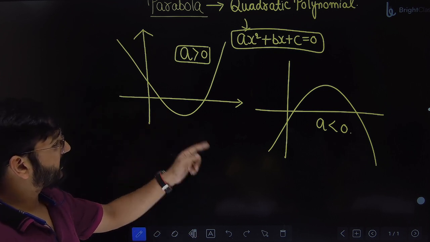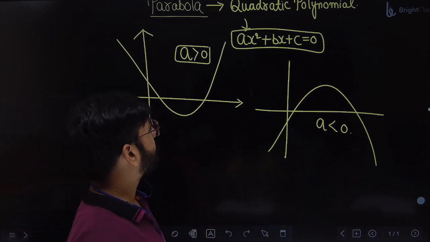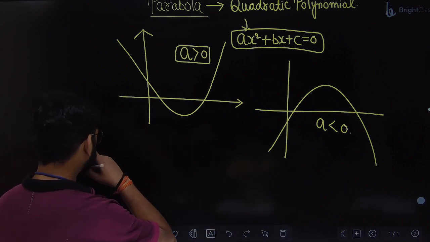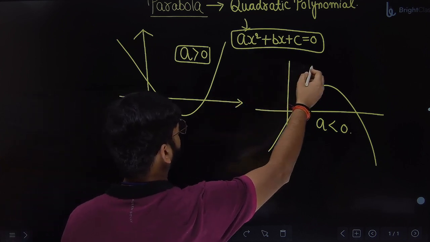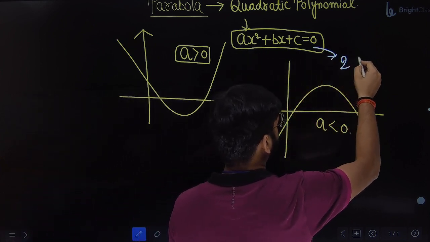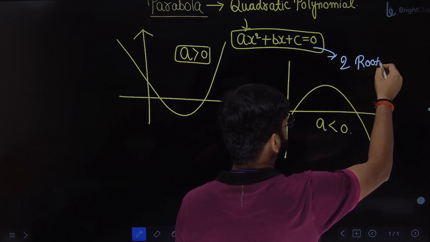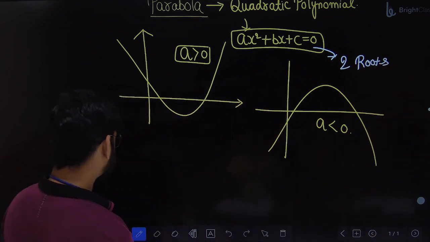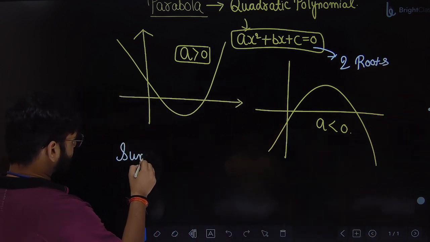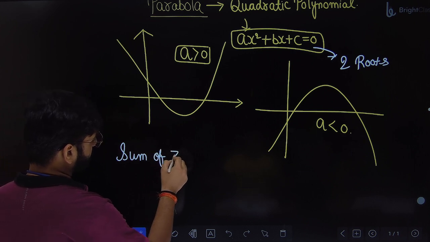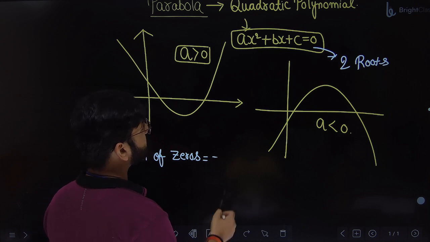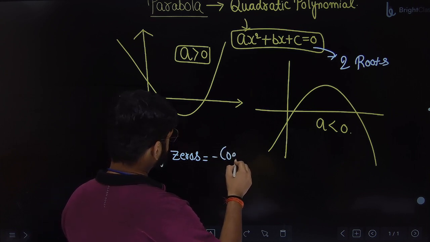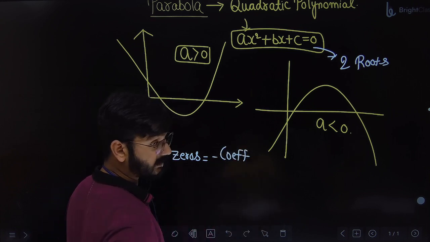This is an upward facing parabola. This is downward facing. So a quadratic polynomial or equation will have how many roots? Two roots or zeros. So we say that the sum of zeros is equal to minus b by a.